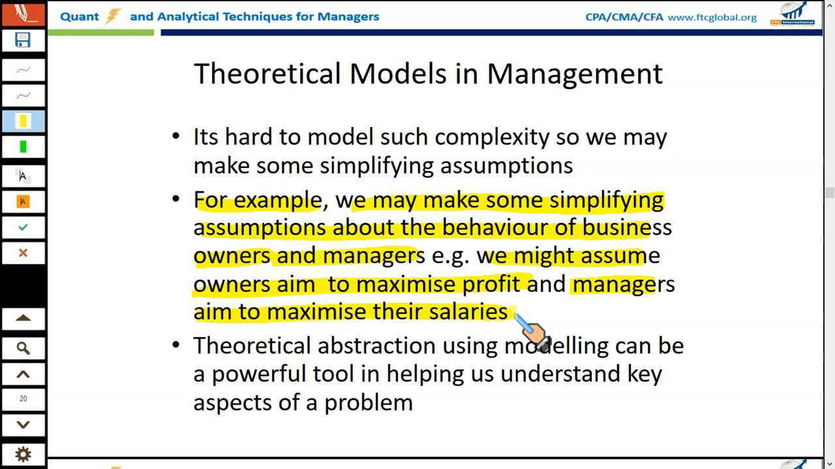That's why our assumption could be totally wrong. Maybe the owner has some social objectives, so maximizing profit may not be his main aim, and managers may not be focusing on their salaries alone. They might be focusing on their status, on their professional expertise, or on maintaining their high position within the organization. Then it says theoretical abstractions using modeling can be a powerful tool in helping us understand key aspects of a problem. Yes, these simplified models we discussed above help us focus on the most important parts of a problem, making it easier to understand the problem and find a solution to these problems.